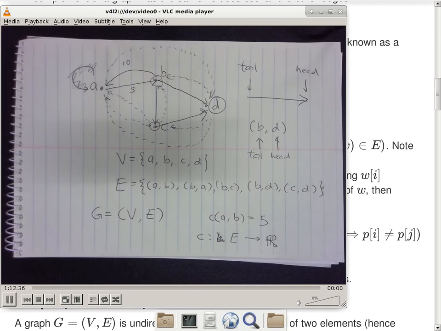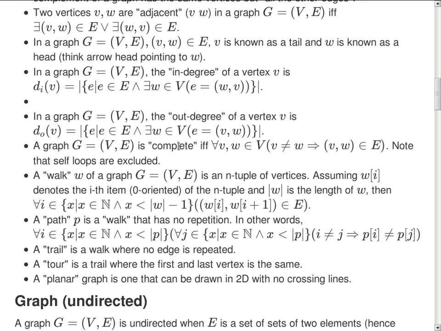Yep. Can you also say that a graph is complete if its complement is an empty set? Yes, that would be the other way to say that. Good job.